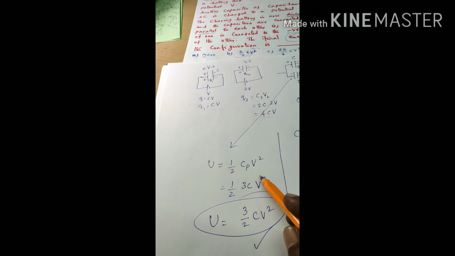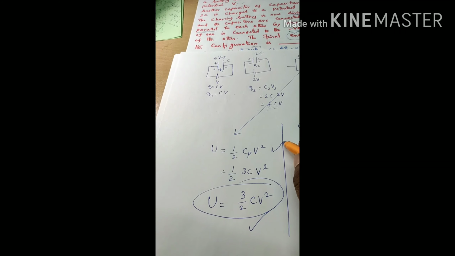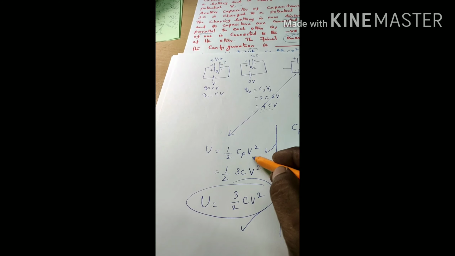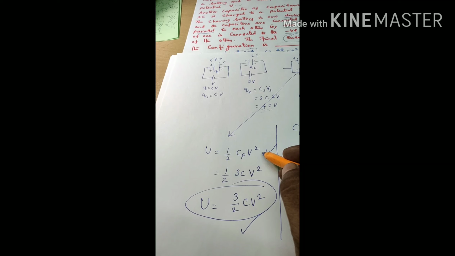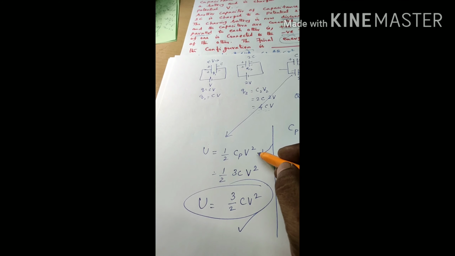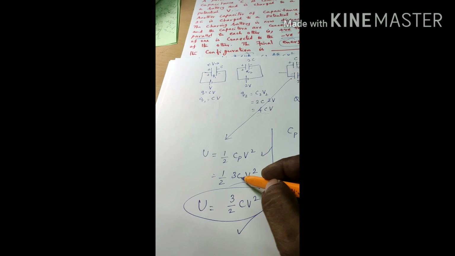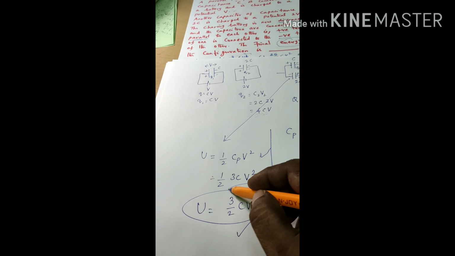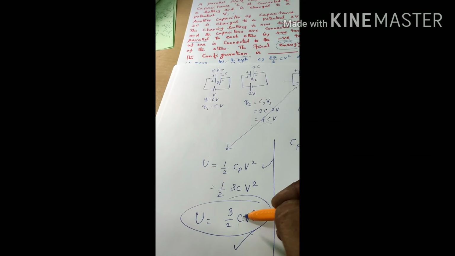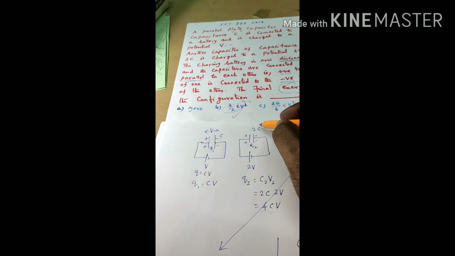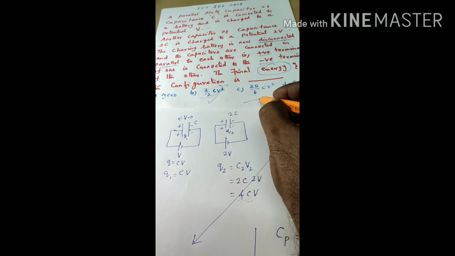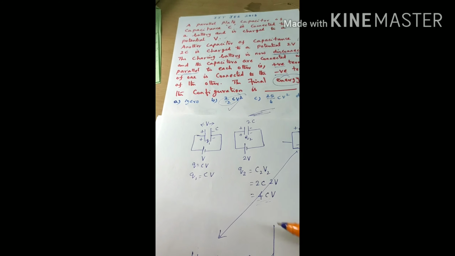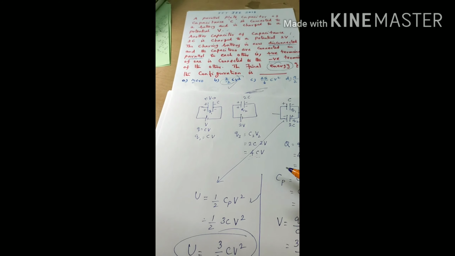Finally, this is the basic formula for energy stored in a capacitor: U is equal to 1 by 2 CV square. Here these two capacitors are there, so CP V square, with CP being 3C. V has no change, it is V only. Then it is 3 by 2 CV square. So the second option is correct. It's a very interesting problem.